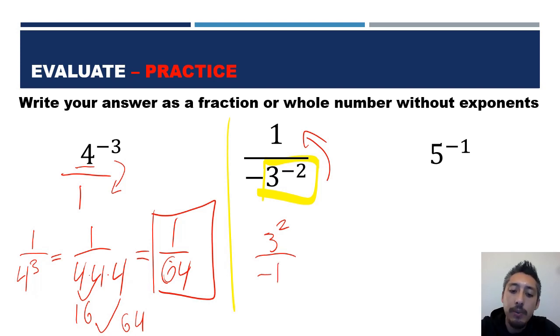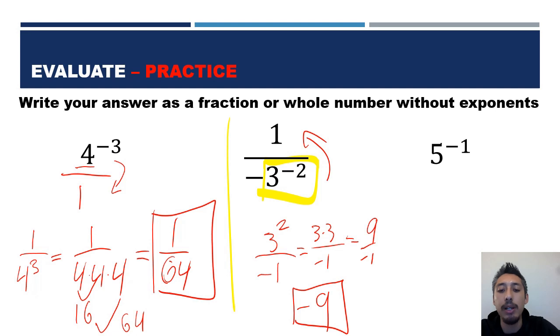Now let's evaluate. We know that 3 to the power of 2 is the same thing as saying 3 times 3. In the denominator we have -1. 3 times 3 is 9 over -1. And 9 divided by -1 is the same thing as saying -9. So for this problem, our answer is just -9.